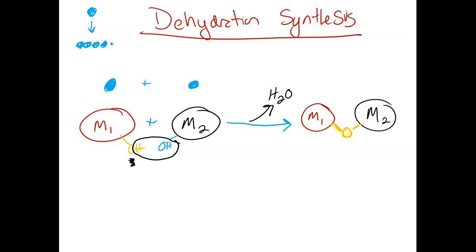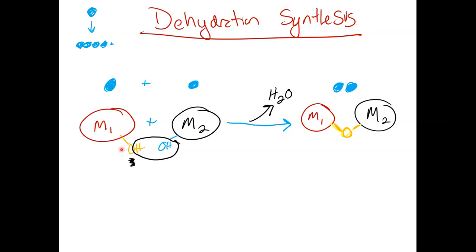Boom. Now we formed our polymer, or we're starting to form our polymer. This process can happen over and over and over again. So let me just walk you through what's here. Dehydration synthesis is where we remove water to build something.